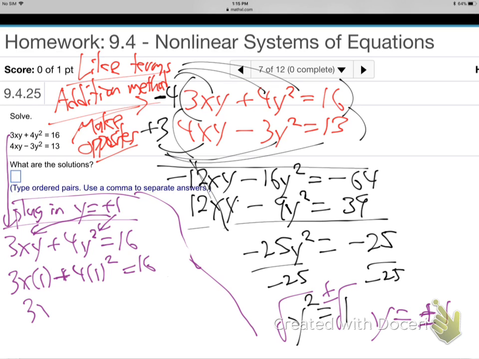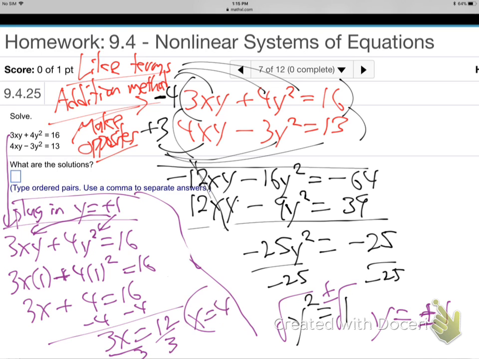And that's going to be 3x plus 4 is 16. Subtract 4. 3x is 12. Divide by 3. X is 4. Good there? So I got x equals 4. Who did he come from? Y equals 1. Right? Remember who they're related to, connected to. So that's the answer: 4, 1, x, y.